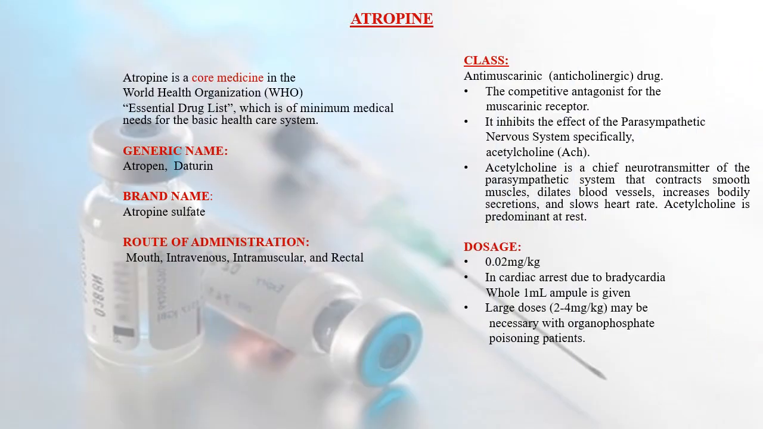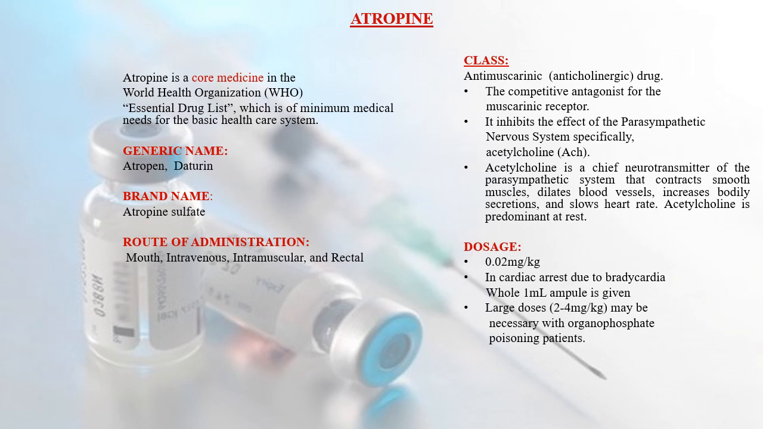Let's get started with our first emergency medicine, that is atropine. Atropine is a core medication in the World Health Organization essential drug list, which is of minimum medical needs for the basic healthcare system. Its generic name is atropine and its brand name is atropine sulfate. Route of administration is mouth, intravenous, intramuscular, and rectal. In emergency, we majorly use atropine to treat bradycardia.